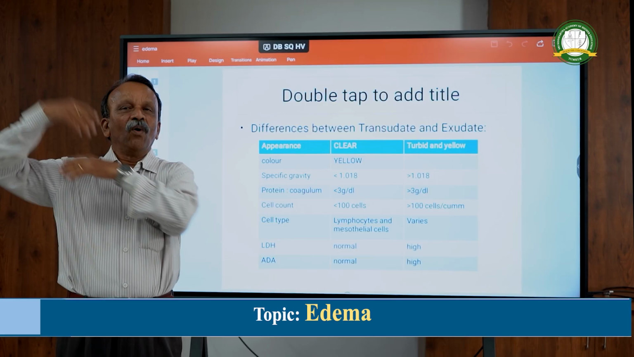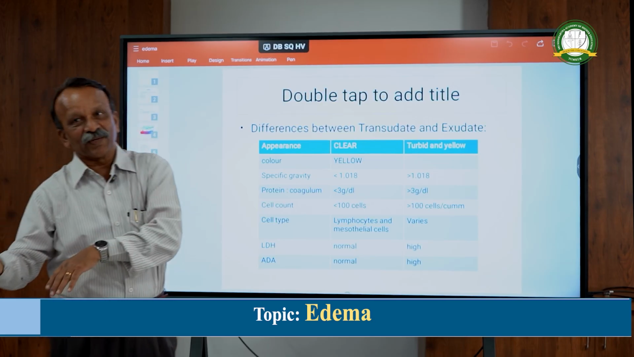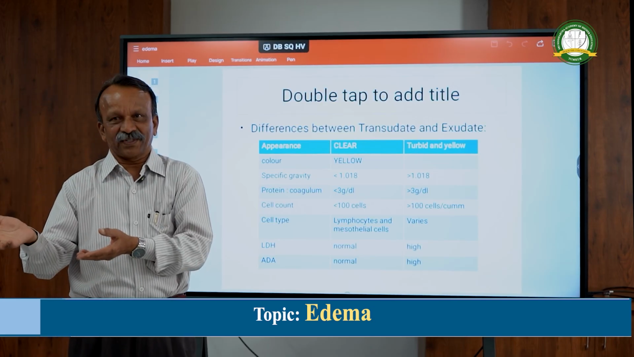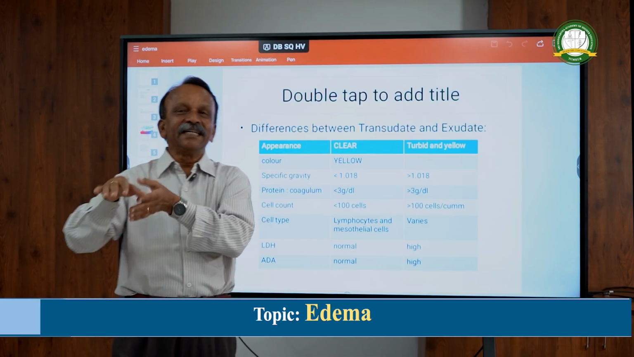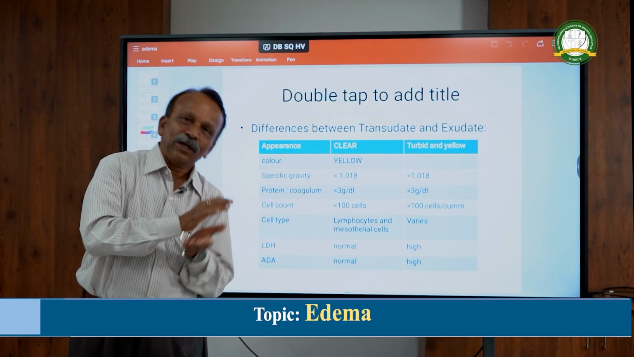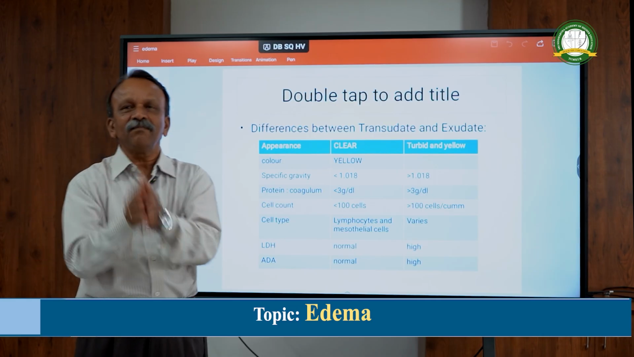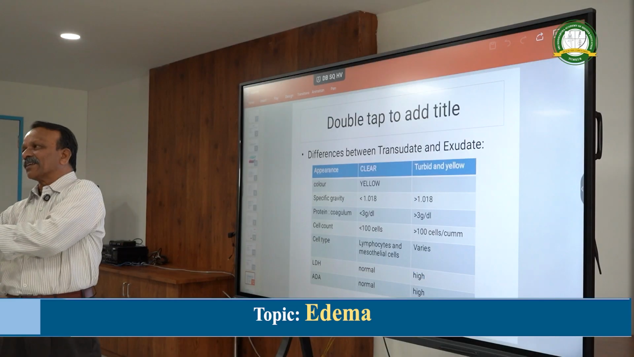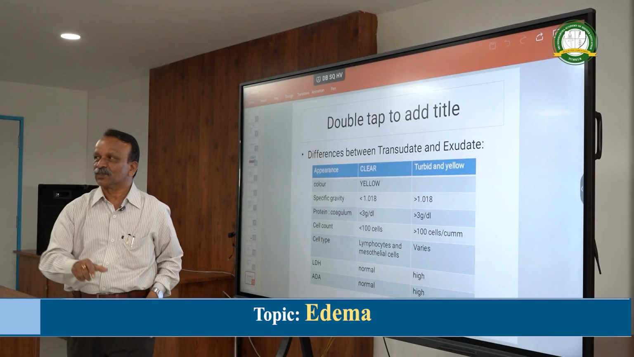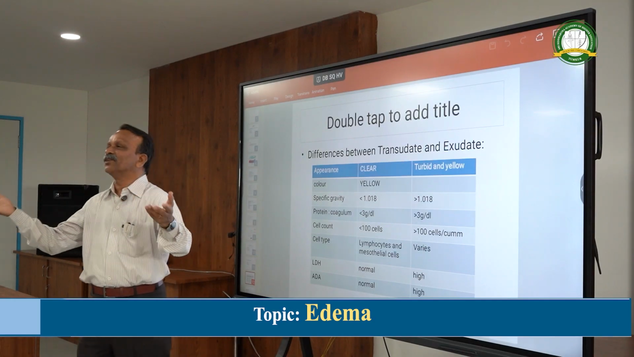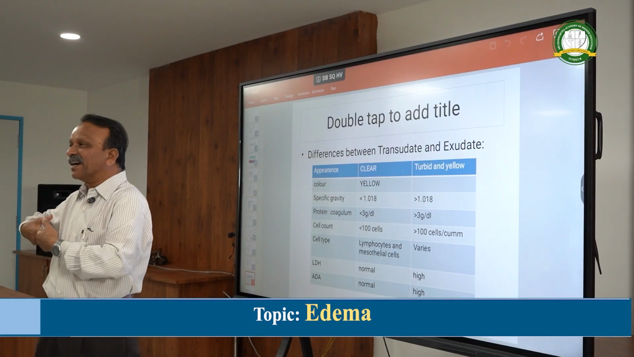So that means more number of cells are seen in the exudate because it's an active process. And it is because of an increased vascular permeability. No doubt the proteins and even the cells can also transfer from intravascular to extravascular compartment, resulting in the exudate. That is what's seen in case of tuberculosis of the lung tissue.